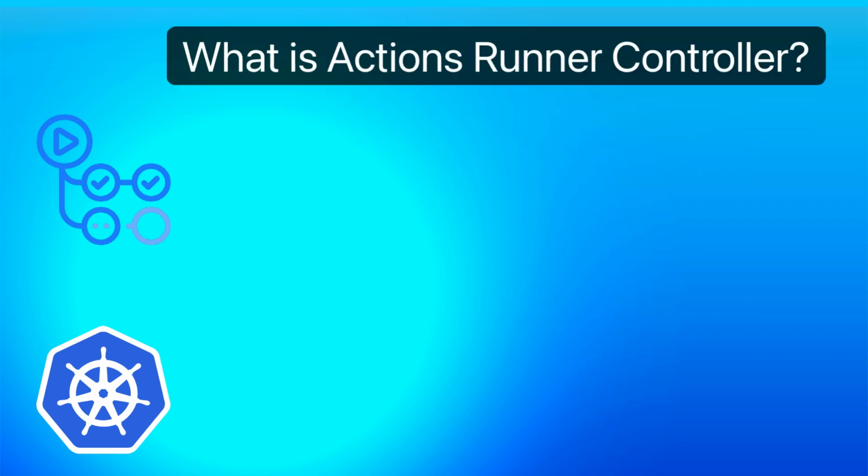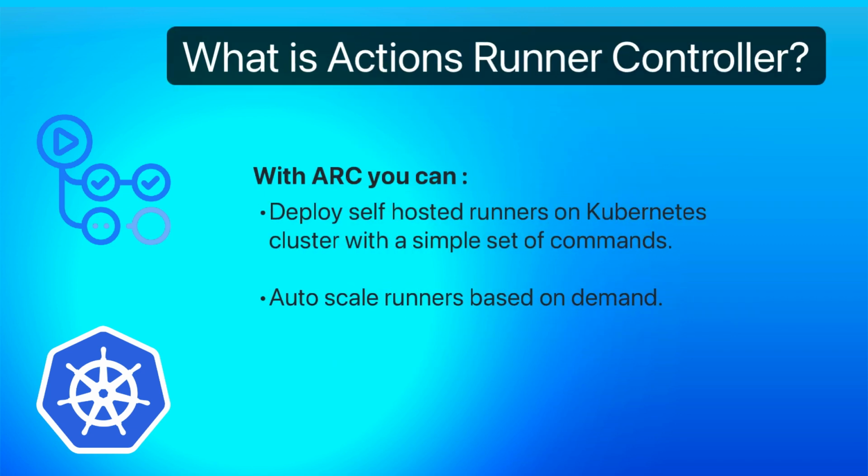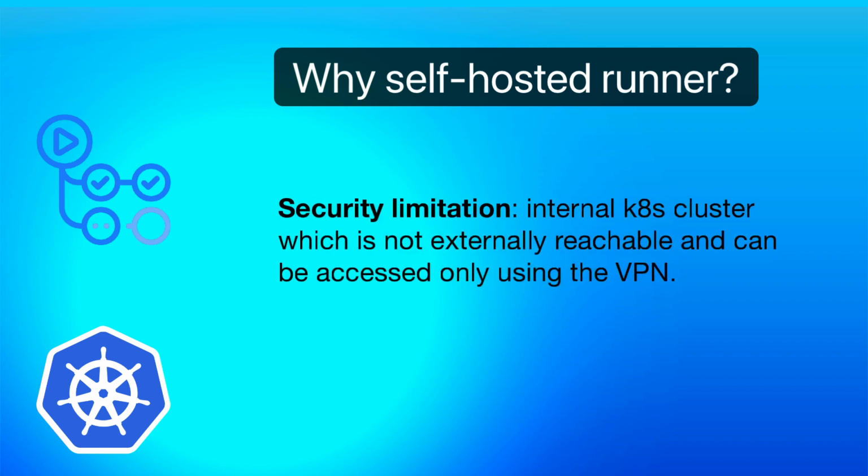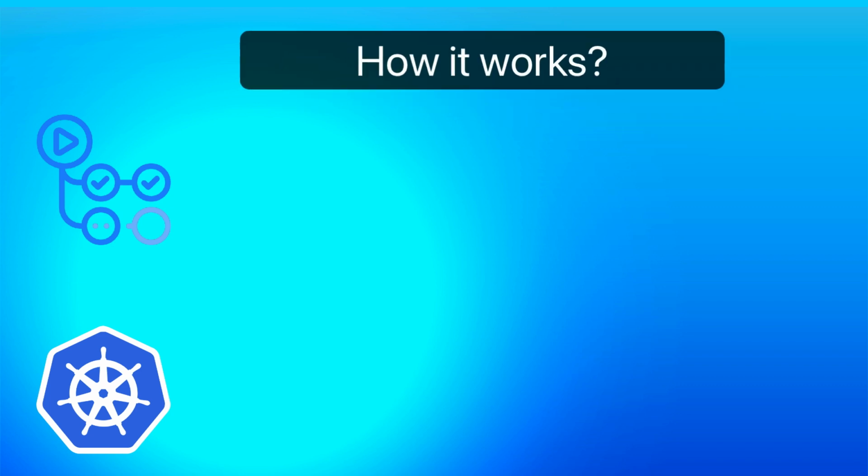So what is Actions Runner Controller? With ARC you can deploy self-hosted runners on a Kubernetes cluster with a simple set of commands and auto-scale runners based on demand. Why do we need to use a self-hosted runner at all? The reason comes from a security limitation. In this specific case, I have an internal Kubernetes cluster which is not externally reachable and can be accessed only using the VPN. So how does it work if the cluster can be reached externally?